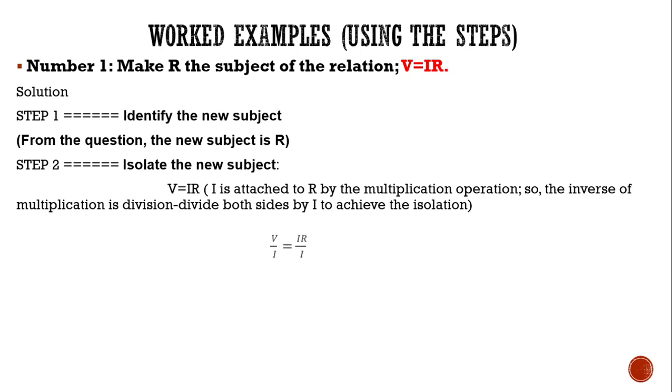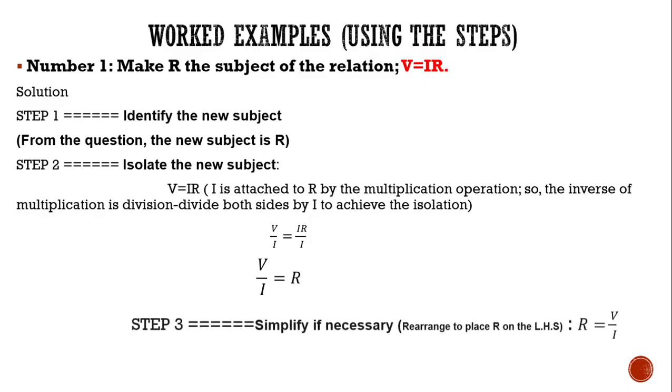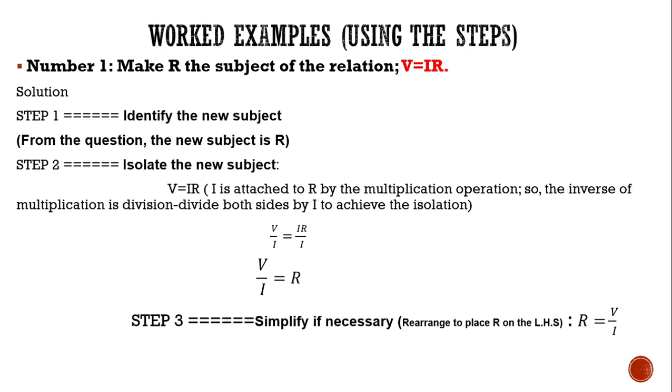So when we do that, we are going to have V over I equals IR over I. Then the I on the RHS, which is right hand side, we cancel out the I at the numerator. So we are going to be left with V over I equals R. If you look at this equation very well, you discover that R is now isolated, though R is on the RHS, and that will now lead you to step 3 that says simplify if necessary.